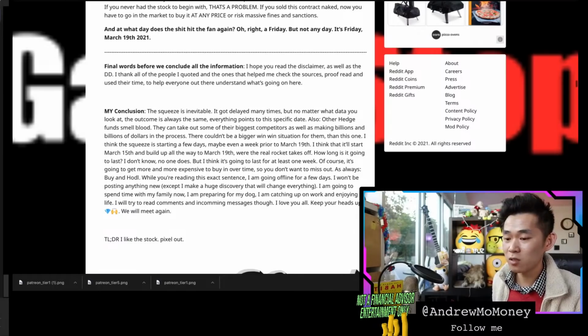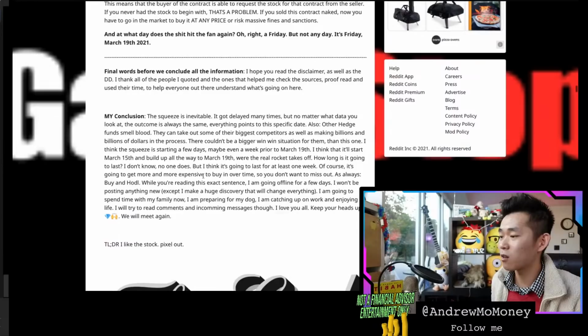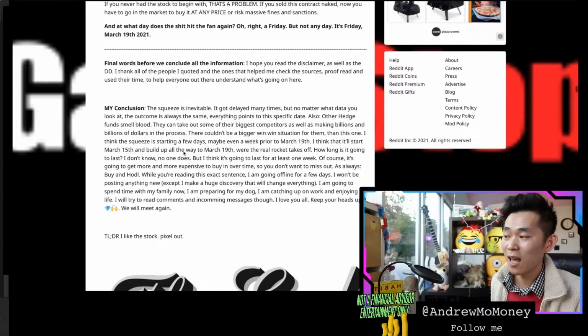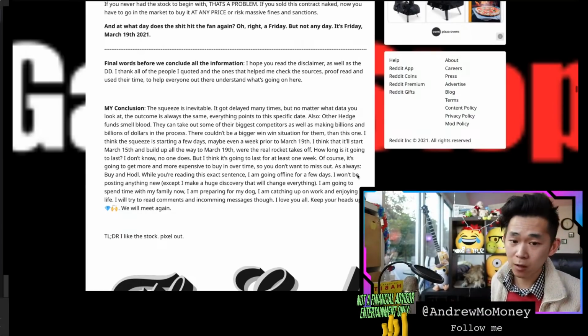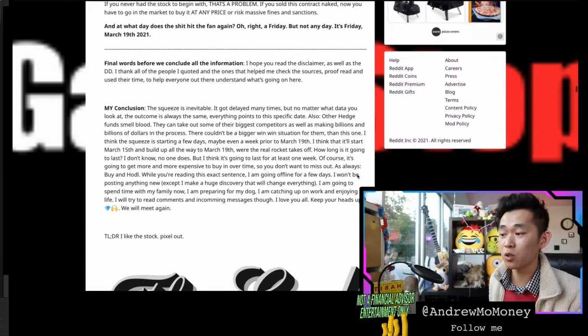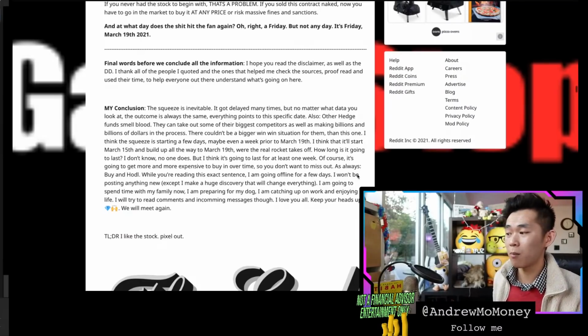They think that the squeeze is starting in a few days, maybe even a week prior to March 19th. They think it's going to start March 15th and build all the way up to March 19th, where the real rocket takes off. How long is it going to last? They don't know. No one does. But they think that it's going to last for at least a week. Of course, it's always going to get more and more expensive to buy in over time, so you don't want to miss out. As always, buy and hold.